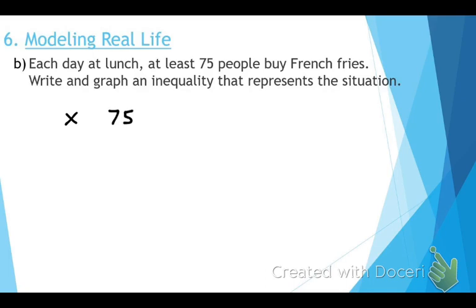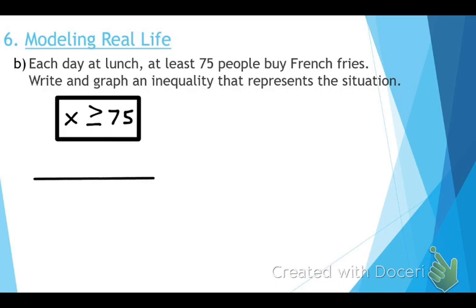75. Can it be exactly 75 people? Yes. If it says it is at least, greater than, because you can have more than 75 people. Okay? So for our inequality, x is greater than or equal to 75. Go ahead and help me graph it, please.